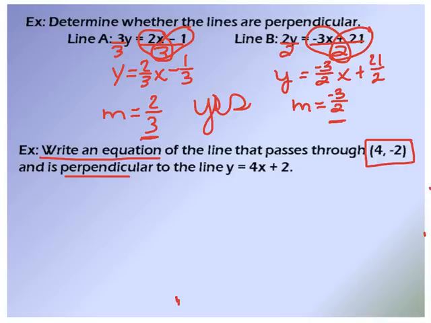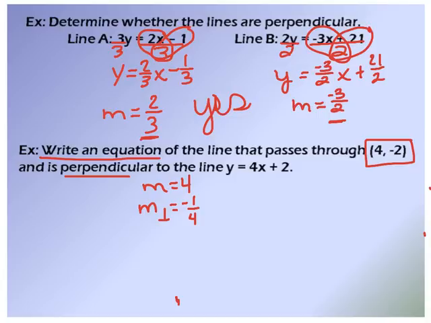Well, this line right here, I have a slope of 4. But to be perpendicular, I need the negative reciprocal of that slope. So the negative reciprocal would be a negative 1/4. That's the slope I'm going to use along with my point. So I'm going to use point-slope form.